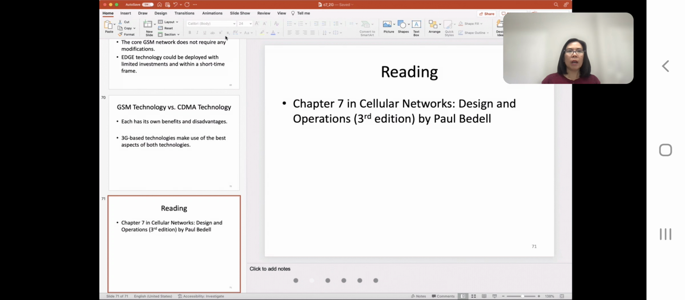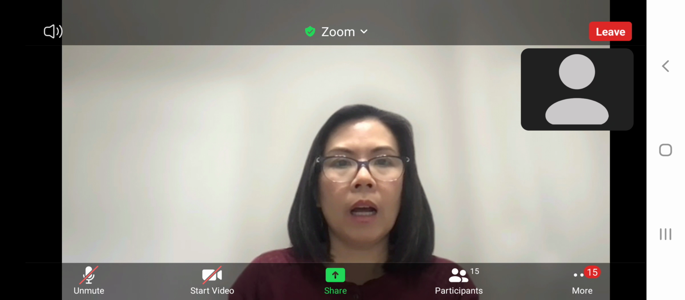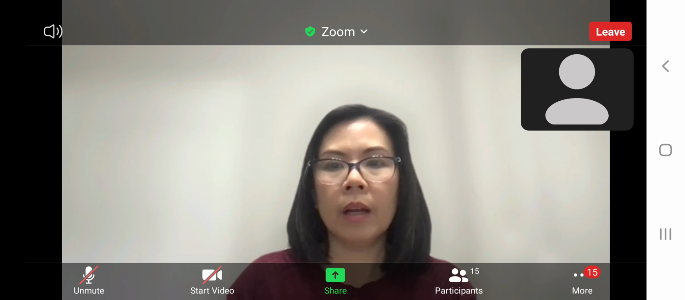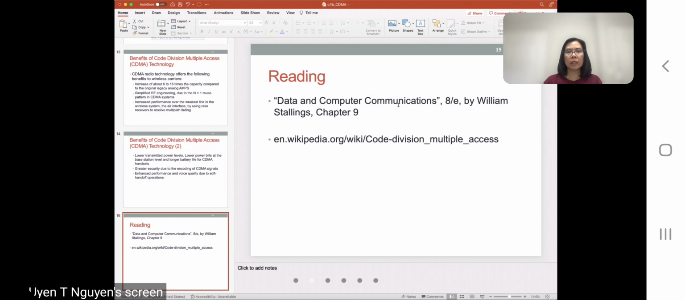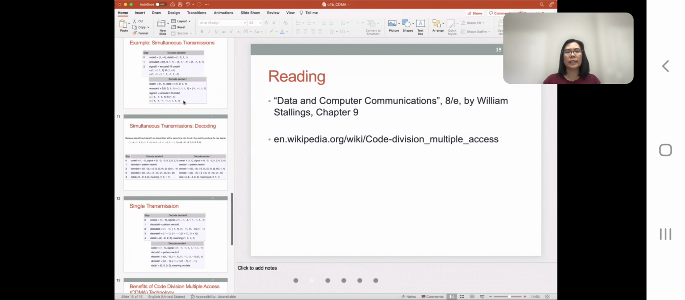When we talked about CDMA earlier, let me open the CDMA slides again. The material is from this textbook by William Stallings, chapter 9. And the examples were taken from this Wikipedia page, right? So if you want to read more about the example, you can go to this Wikipedia page.